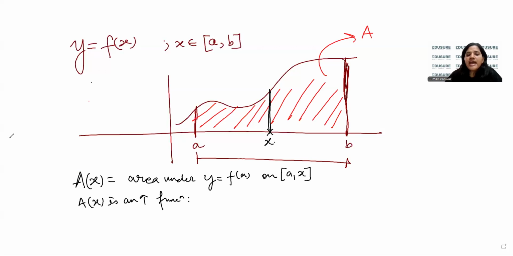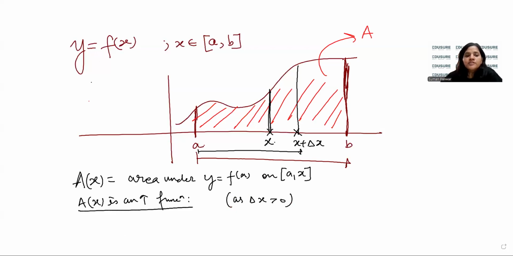Why? Because as x increases, suppose my x increases to x plus delta x, where delta x is the change in x. Now this area has increased, so the area increases as x increases. So it is an increasing function. A(x) is the area under y = f(x) on the closed and bounded interval [a, x].